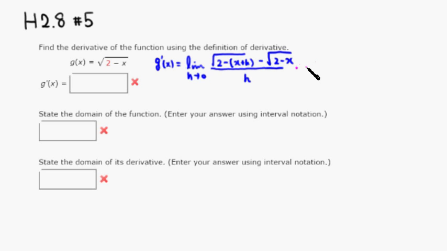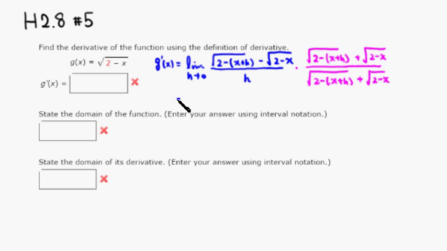We've seen this before. We're going to multiply the numerator and denominator by almost the original numerator, except for the sign. So you have square root of 2 minus x plus h, plus square root of 2 minus x. We're going to have to do the same thing on the bottom. So it's square root of 2 minus x plus h, plus square root of 2 minus x. Right? So if you multiply it out, you're going to get the limit as h approaches 0.